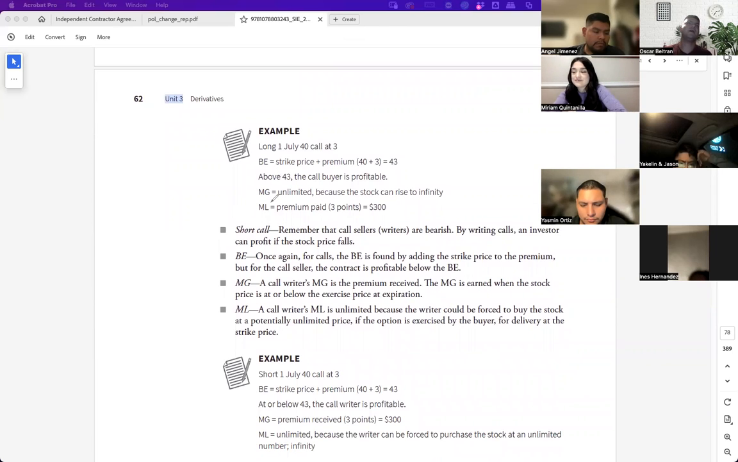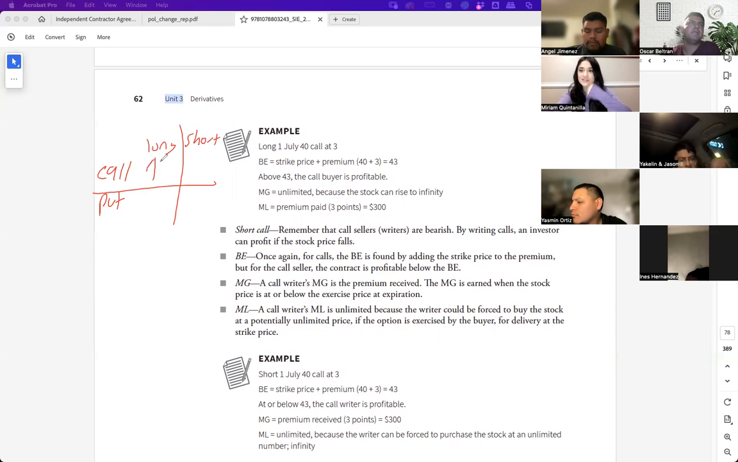All right, so here we have the short call. For a short call, remember the call sellers are bearish. Anytime you're in doubt or confused, just draw out the chart. You have call, put, long, short. Now we're looking at short calls. Right here we're bearish, and right here we're the writer.